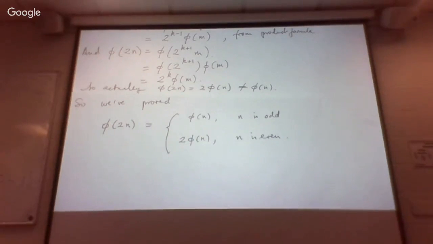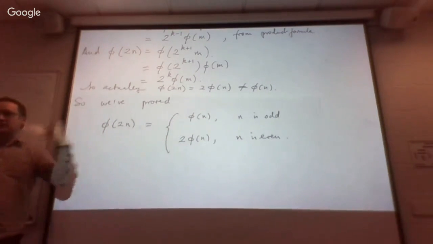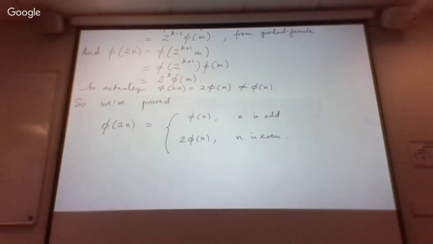So we can very easily understand how the value of phi of 2 times n relates to the value of phi of n. It just depends on whether n is even or not. Okay. Is that okay? Any questions about that? But it shows you the use of those two main tools, two main facts around phi. On the one hand, the product formula for phi, and the fact that phi is multiplicative.